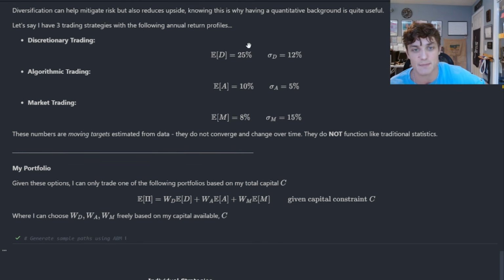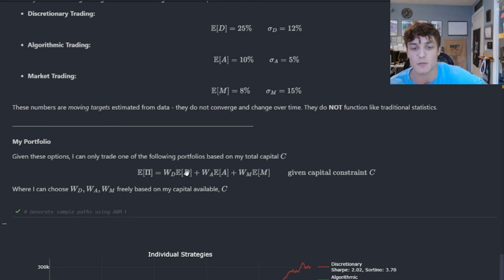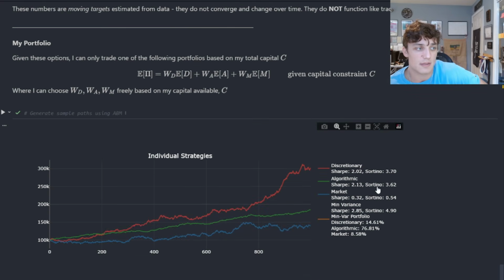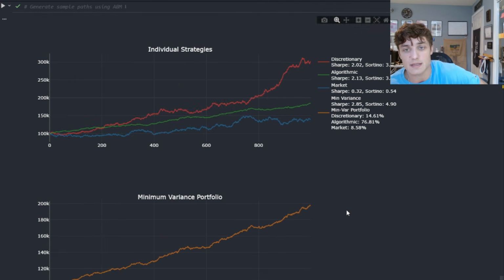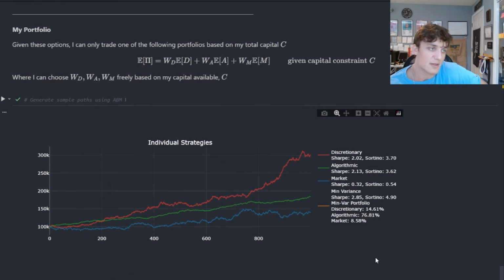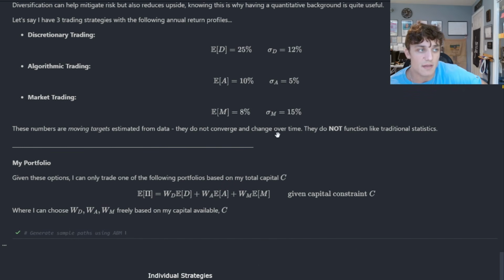So what I have here is an example. I have these three systems, and I have different weights allocated to each system. And my goal is to optimize my P&L. So these are the three wealth paths that I might take. And here is the optimal weighting given these three systems. So it's the min variance portfolio. Apparently it's 15% to discretionary trading, 75% to algorithmic, and whatever, the rest to the market. But like I talked about earlier in this video, these are not stable values. These are estimated from data.